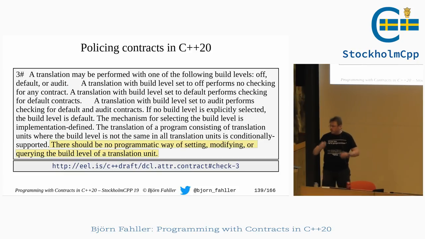This thing with the different translation units with different levels is interesting, since we know that the contracts are checked within a function. This means that if you make a call from a translation unit with checking off to a function implemented in a translation unit compiled with audit, then it will be audited, it will be checked. And it will have the consequences it will have.